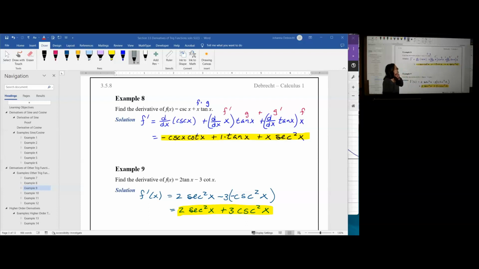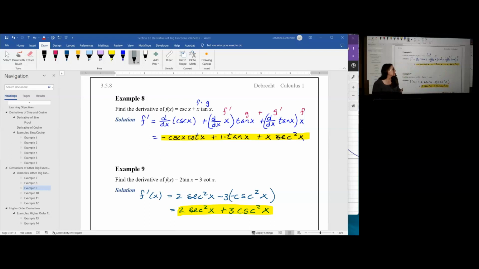Let's look at example 8. We have a function cosecant of x plus x times tangent of x. In the second term, we will need the product rule, where x is the first function and tangent of x is the second. When we take the derivative of cosecant, we get the negative co-function of the derivative of secant. The derivative of secant is secant tangent, so we get negative cosecant cotangent. Then we add the result of the product rule, 1 tangent of x plus x secant squared of x.